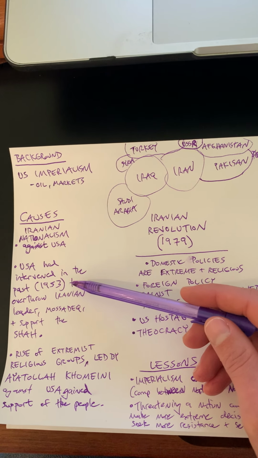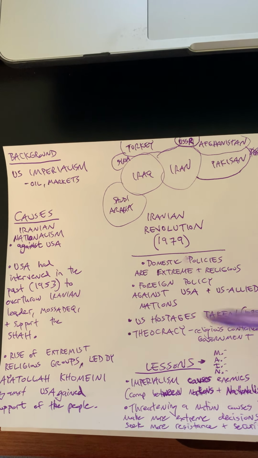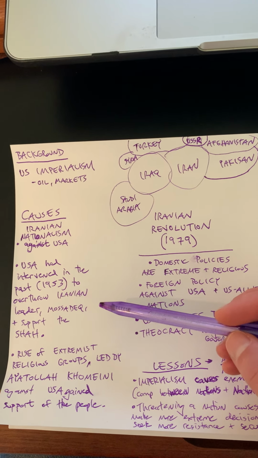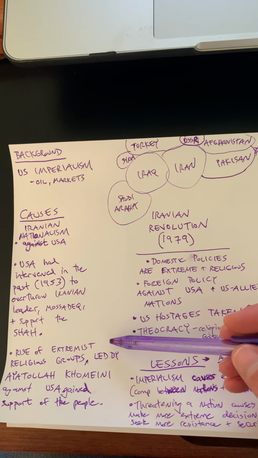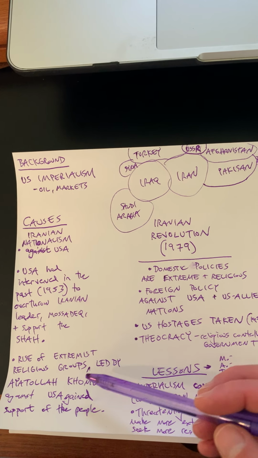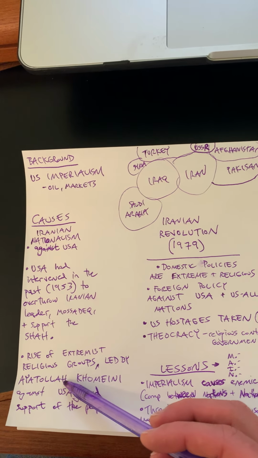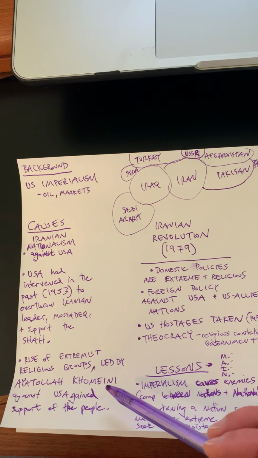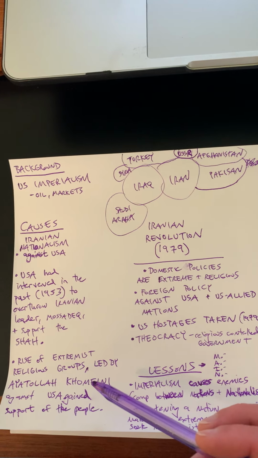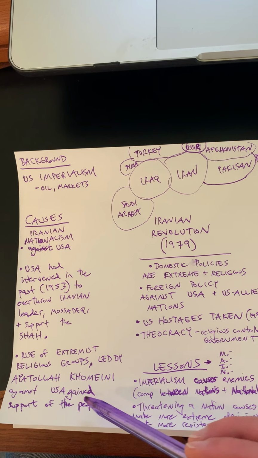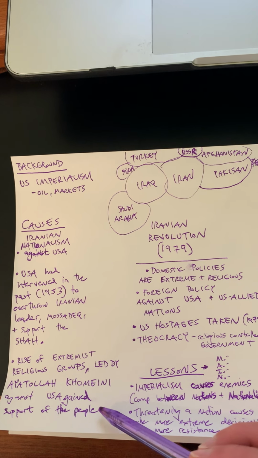And when people are pushed into a corner, they tend to adopt extreme ideas. And so there were extreme religious groups led by ayatollahs, or leaders. And one named Ayatollah Khomeini was able to coordinate revolutions and revolts throughout Iran in 1978 against the USA, and gain the support of the people.